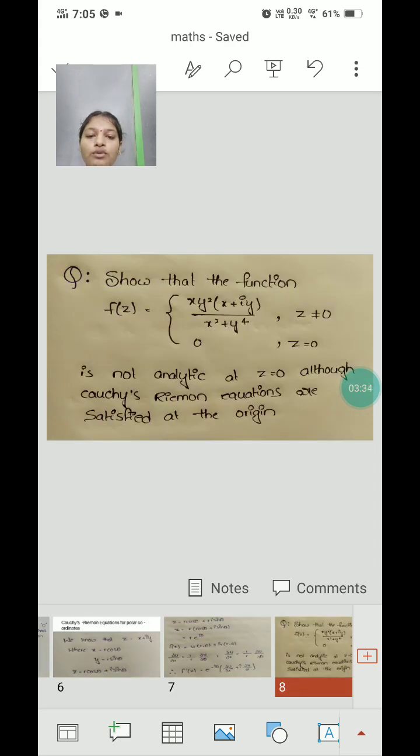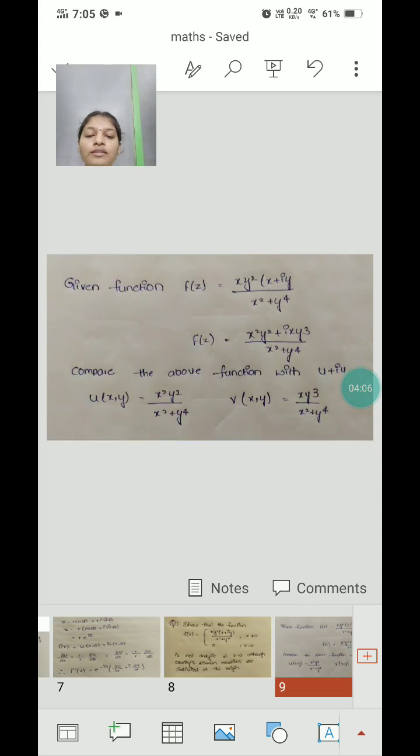Next we can go through one example question. Here the question is, show that the function f of z is equal to xy square into x plus iy by x square plus y power 4, where z is not equal to 0, and f of z is equal to 0 at z is equal to 0. Show that the function is not analytic at z is equal to 0, although Cauchy-Riemann equations are satisfied at the origin. Next we can go through the procedure.